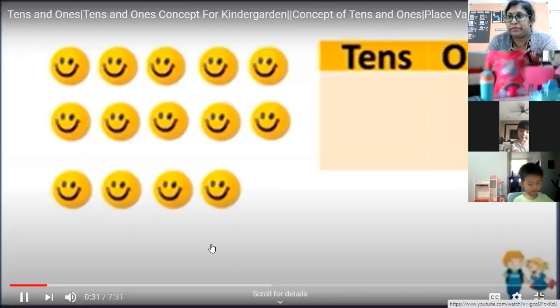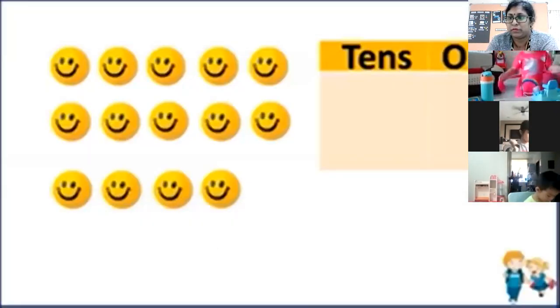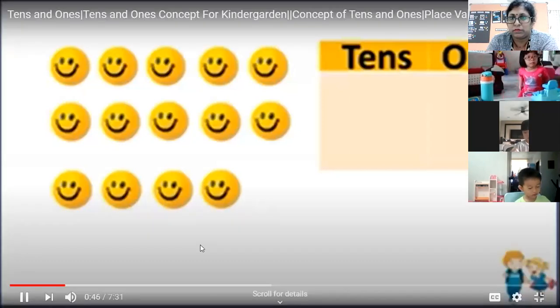Understand the concept of tens place and ones place of a number by a given set of objects. Here we have some smiley balls as objects. Now let's group them. Look at these smiley balls. Now let's start counting the number of balls. Please count together, children. Okay, can we count how many balls are here?